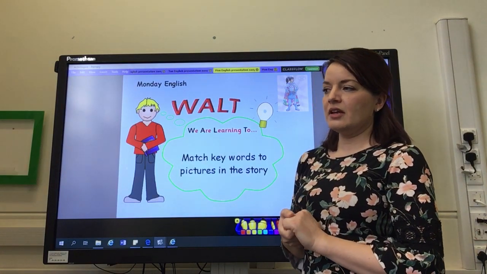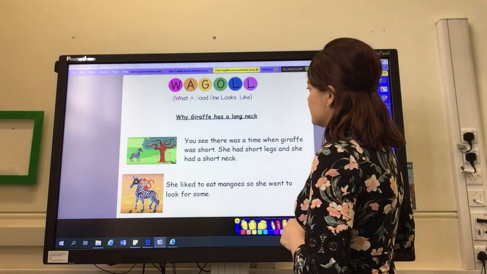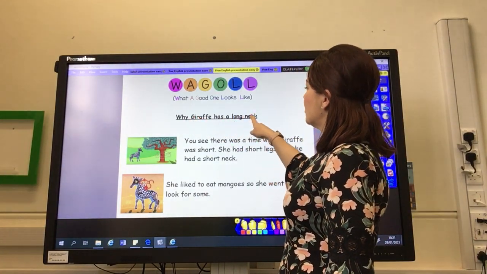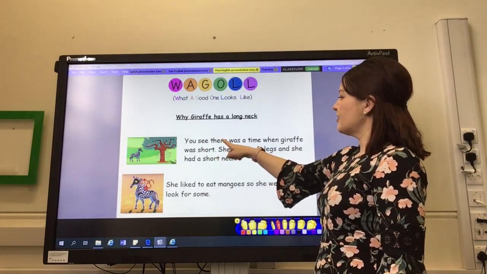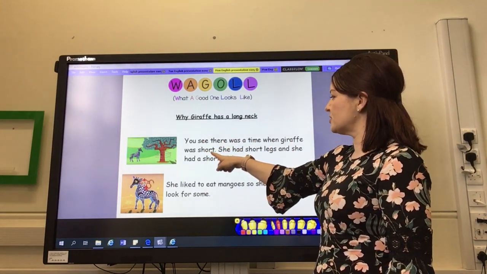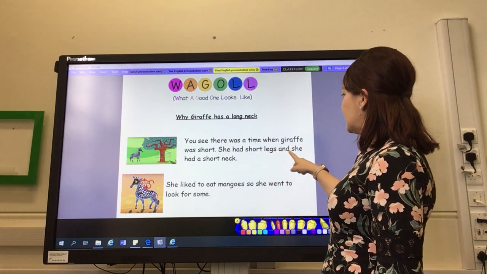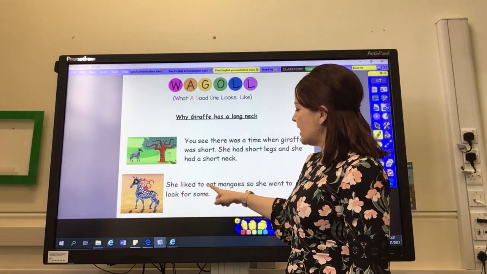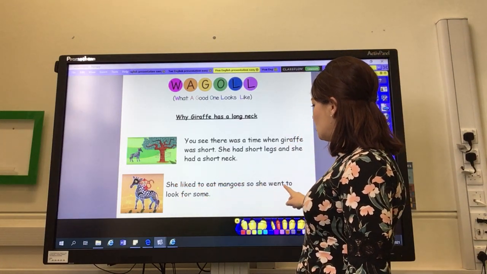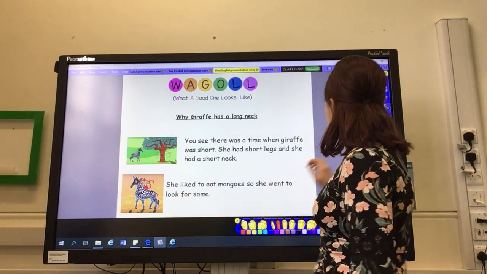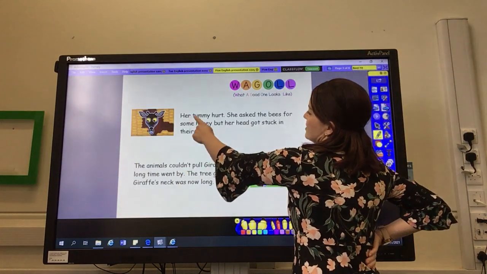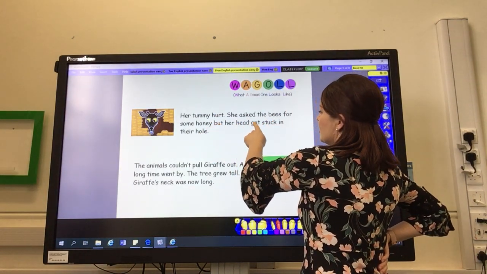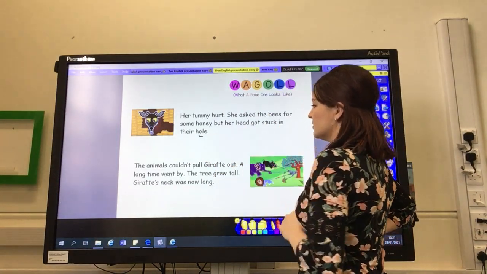And I've written a special version of the story for you to have a look at. So shall we read it together first of all? Why Giraffe has a long neck. You see, there was a time when Giraffe was short. She had short legs and she had a short neck. She liked to eat mangoes, so she went to look for some. Her tummy hurt. She asked the bees for some honey, but her head got stuck in their hole.